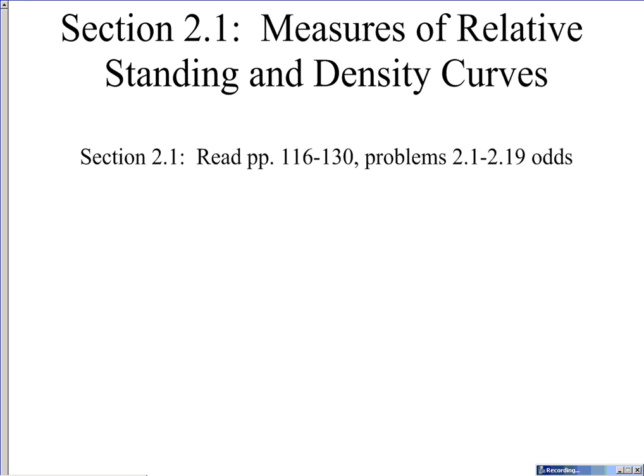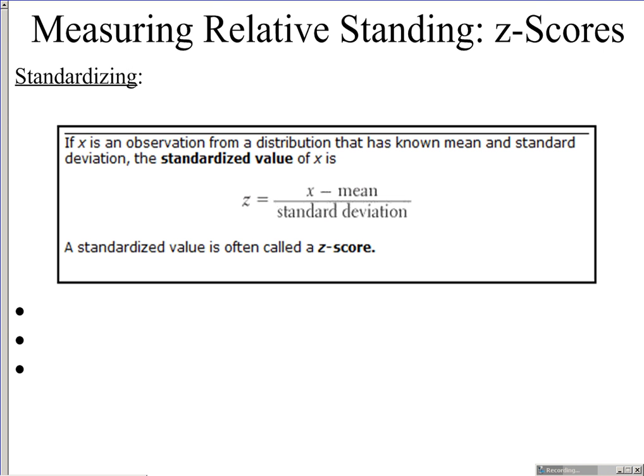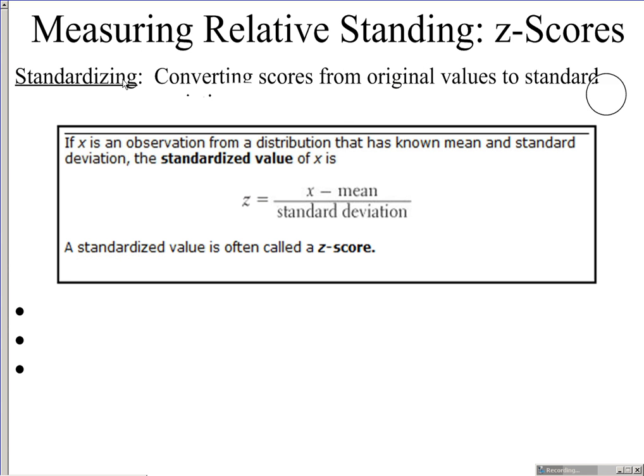Section 2.1, measures of relative standing and density curves. Measures of relative standing are called z-scores. When we calculate a z-score and are standardizing the value, we are converting scores from original values to standard deviation units.